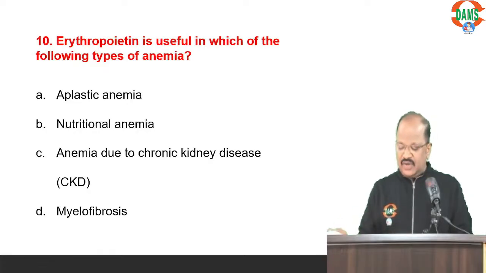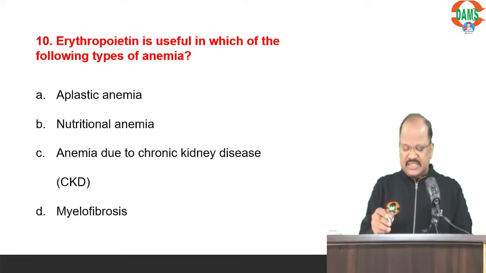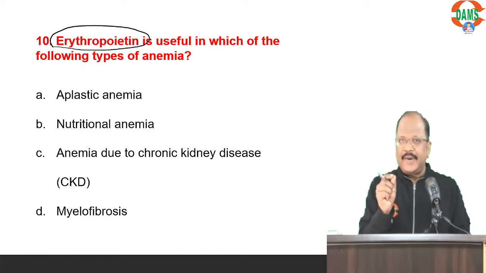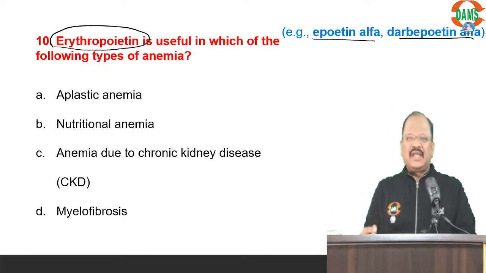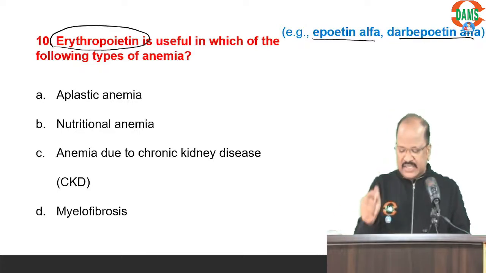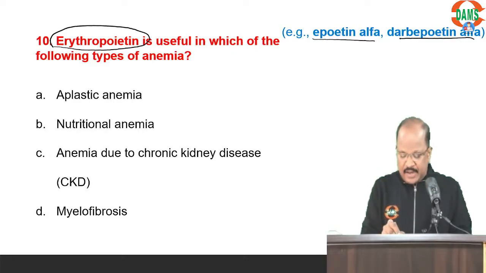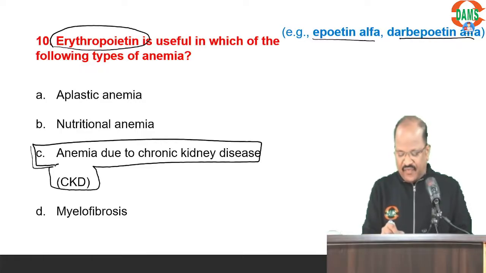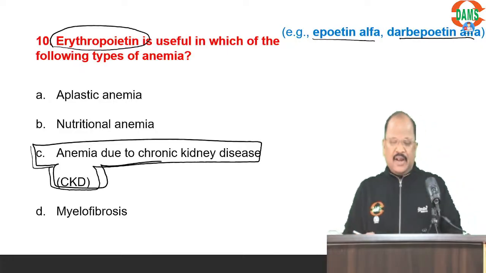Erythropoietin is useful in which of the following types of anemia? I think it's a very simple physiology, pharmacology, medicine question. See, when you say erythropoietin, we have erythropoietin preparations like epoetin alfa. It's a single response question. The best answer is anemia due to CKD. Erythropoietin is a wonderful drug for treatment of anemia due to CKD. Only one answer. Okay.